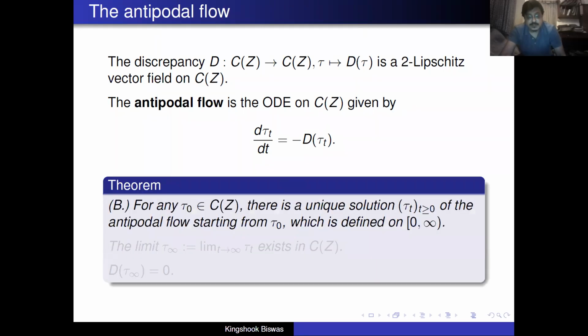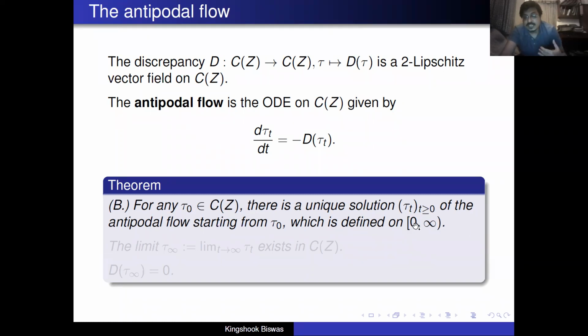And then we have the following theorem. For any τ0 continuous function on Z, there is a unique solution τ_t of the antipodal flow which starts from τ0 and which is defined for all positive time. Okay.